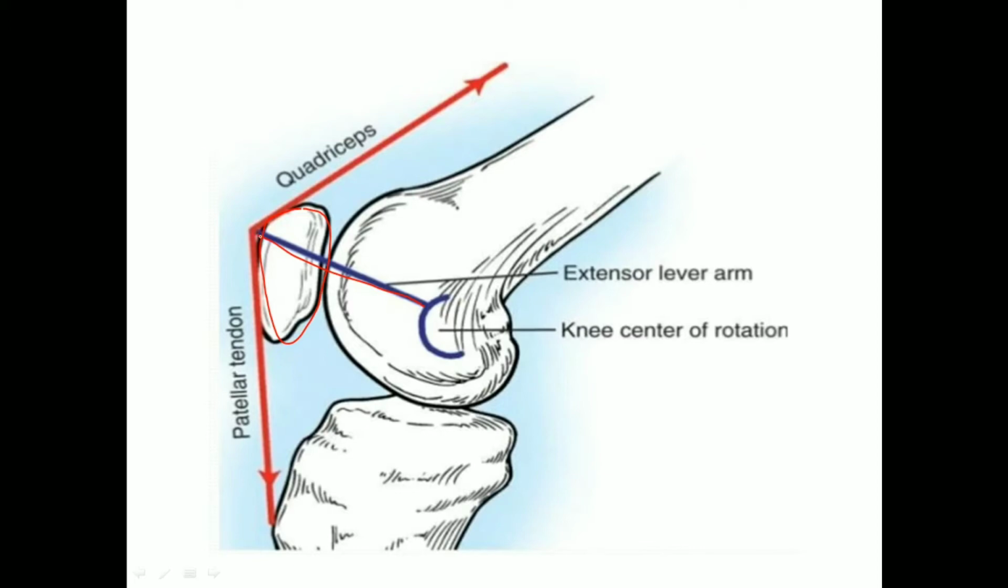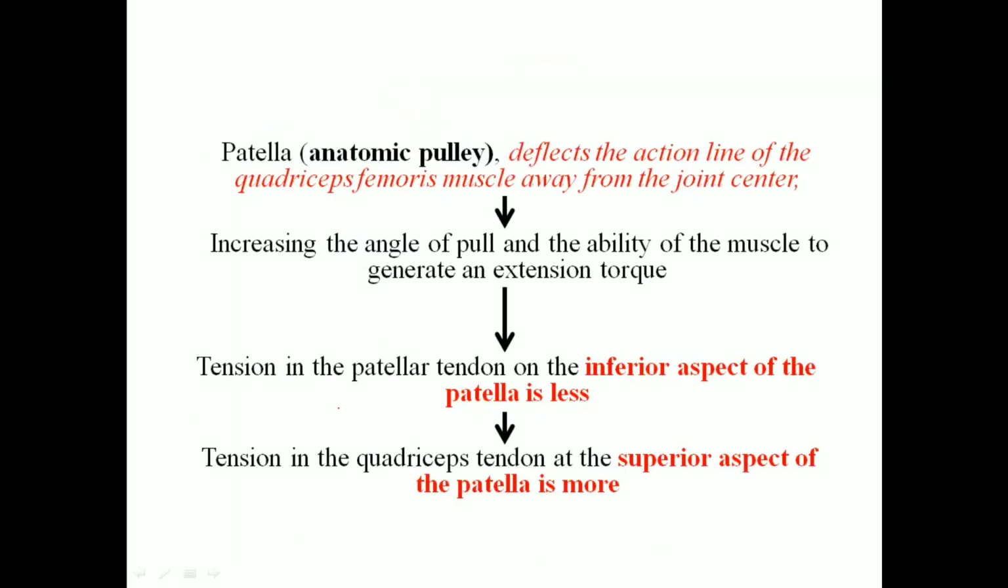Now due to this, you can see the pull of the quadriceps muscle is away from the joint axis. Due to this, when we are getting the angle of pull, it is making the knee joint efficient to produce knee extension when we are trying to do knee extension from the flexion position. So the patella was working as an anatomical pulley, due to which there is a deflection in the line of action of the quadriceps muscle, and it is away from the joint center. This is all due to the presence of the patella.